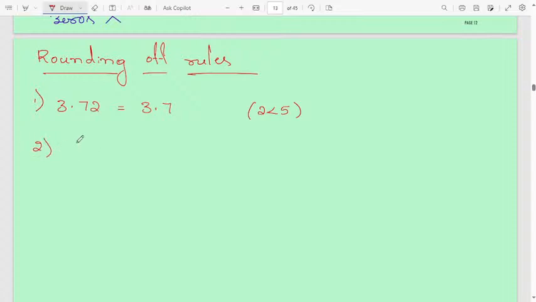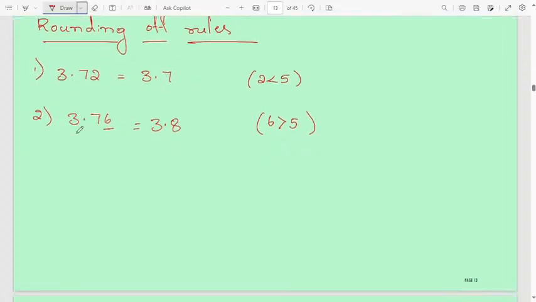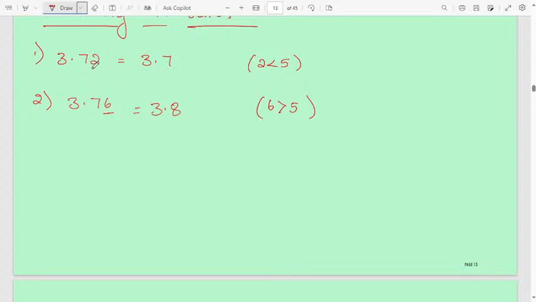I will give the second example, 3.76. Here you can observe the next number 6 is greater than 5. Therefore, you can shift to the next number, 3.8. These are very easy rules, rounding rules for significant figures. How to round off the significant figures? You have to see the next number. If the next number is less than 5, then you keep the same number, 3.7. If the next number is greater than 5, you have to jump to the next higher number. That one you have to keep in mind.